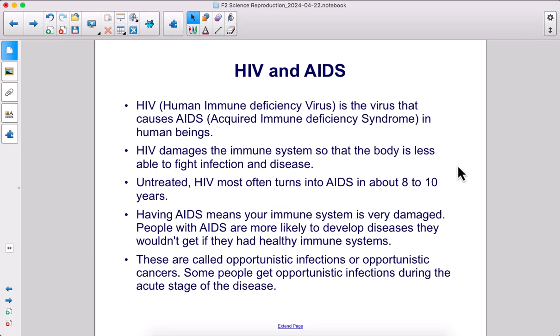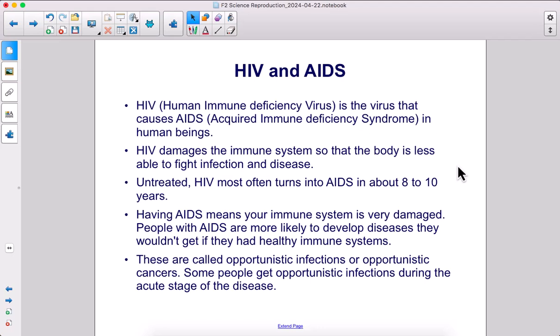HIV, or human immune deficiency virus, is the virus that causes AIDS, acquired immune deficiency syndrome, in human beings. HIV damages the immune system so that the body is less able to fight infection and disease. Untreated, HIV most often turns into AIDS in about 8 to 10 years.